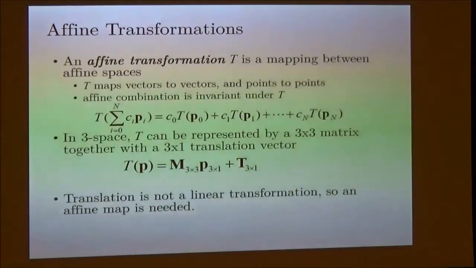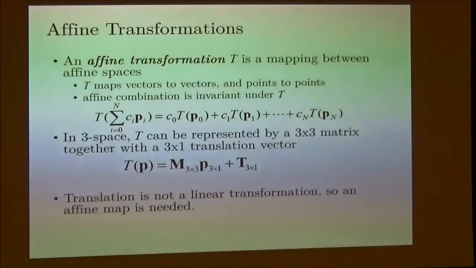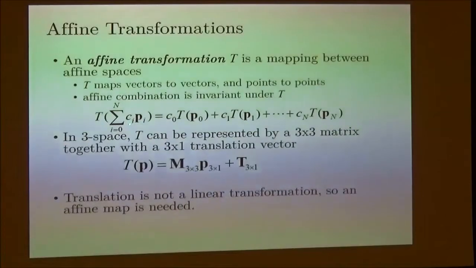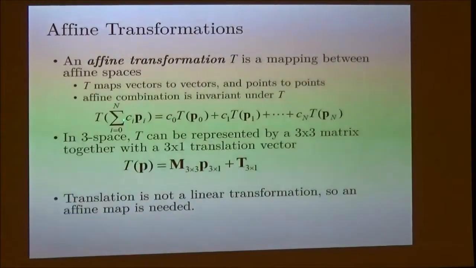Affine transformation, and this is something related to the affine spaces, is bigger than the linear transformation because it can map vectors to the vectors and points to the points. So we make a distinction between the two, and it can handle both of them. Affine combination is going to be invariant under G. That's how we define the affine transformation. So, which means that if you form a linear combination of the points, we do require for this to be meaningful, where sigma ci should be 1, the coefficients should add to 1. Then transformation on that will distribute, and that will be equal to C0 times transformation on individual points added together. So all of these coefficients will still add up to 1.